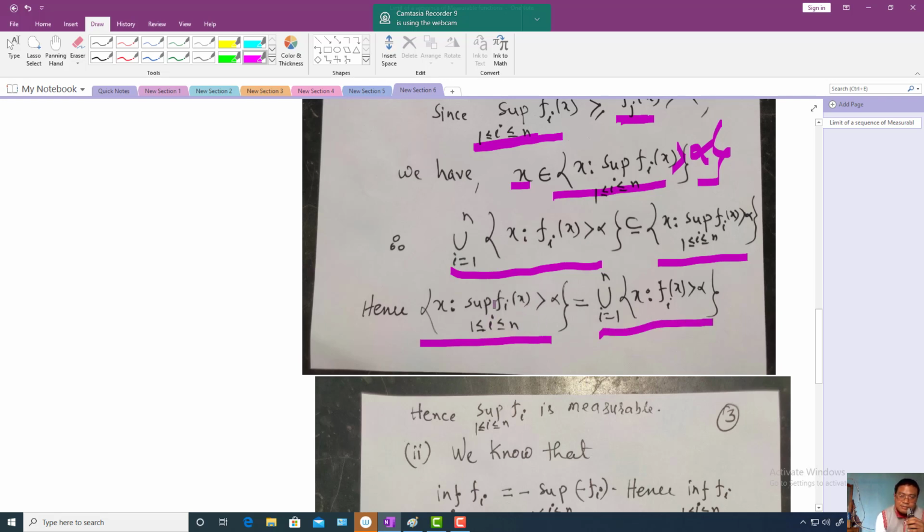What we want to prove is that the supremum of f_i, i running from 1 to n, is a measurable function. So for every real number alpha, we want to show that this set is measurable. If that happens, then the supremum function is measurable. But this set is equal to this one. Let us see what this set is. Since f_i is measurable, for every real number alpha, the set of x such that f_i(x) is greater than alpha is a measurable set. So this is a union of measurable sets, therefore the whole thing is measurable. So this function is a measurable function, hence the supremum of f_i is a measurable function.